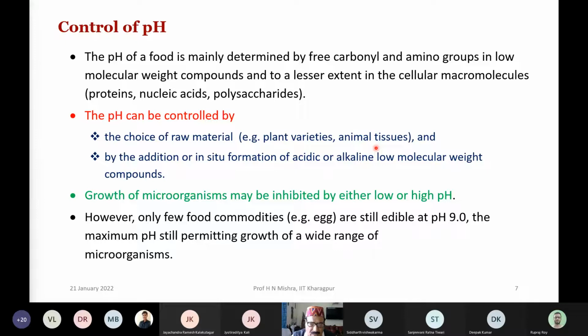But if you see the egg white, it has a pH of 9, and it permits the growth of microorganisms at such a high pH. That is the only exception. Otherwise, above 8 or so, most of the microorganisms are not able to grow or multiply. On the upper side you can say in general 8, and on the lower side in general 4. So 4 to 8 or 7.5 might be the range of pH which supports the growth of various microorganisms.